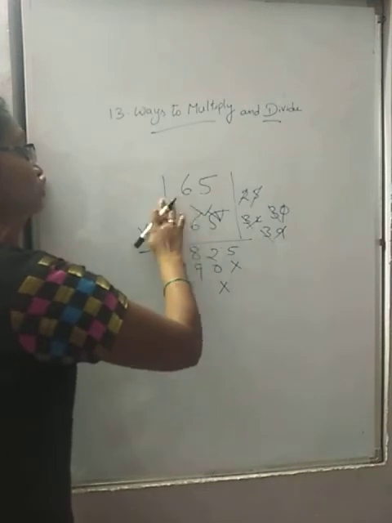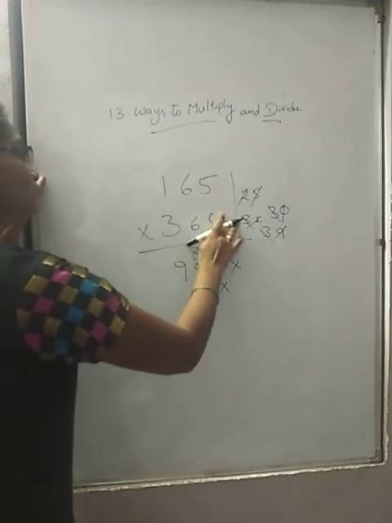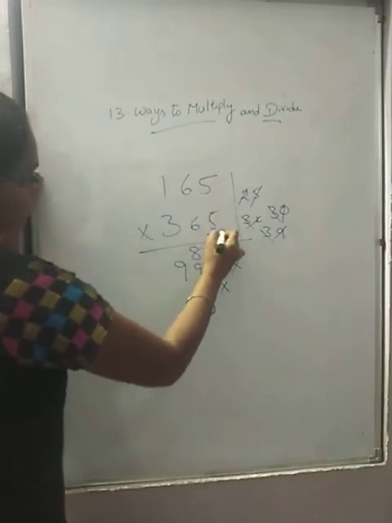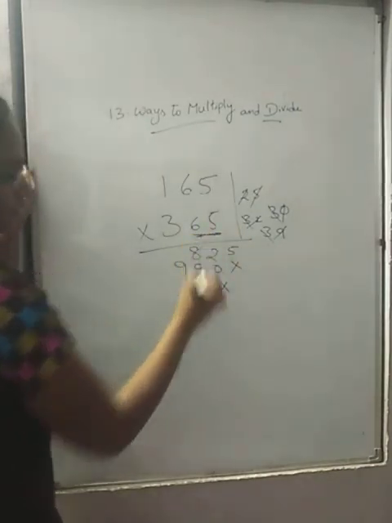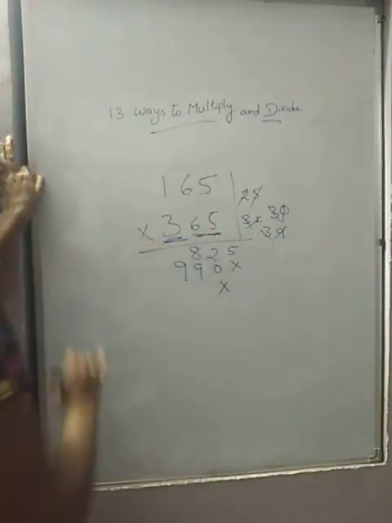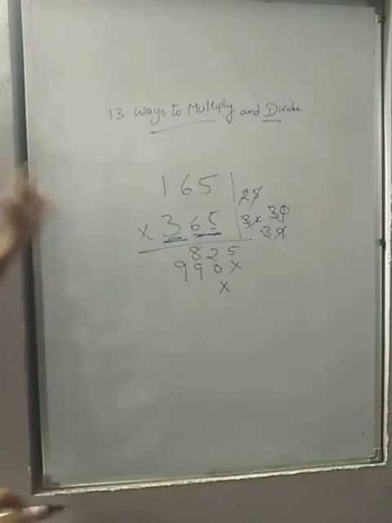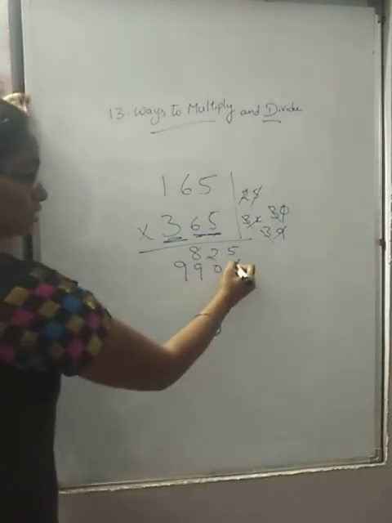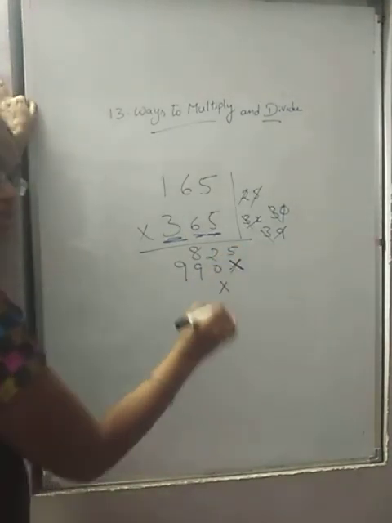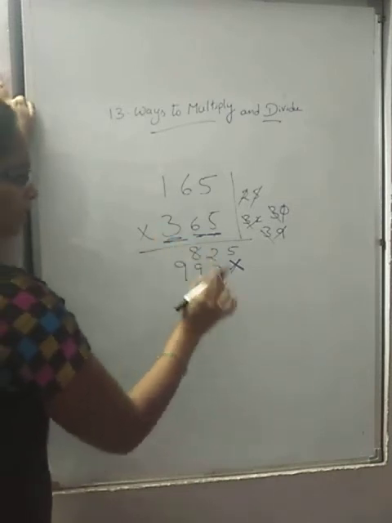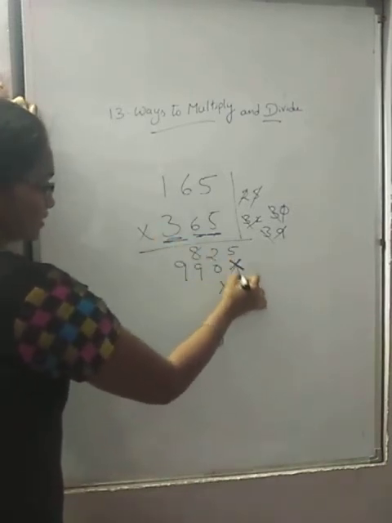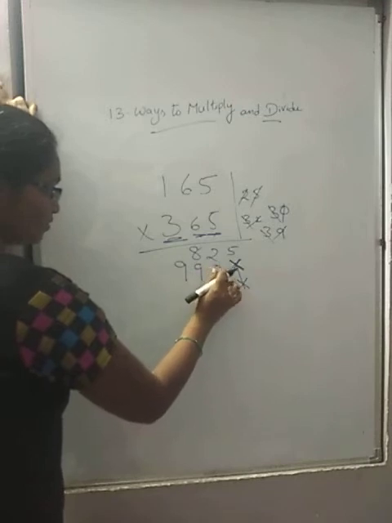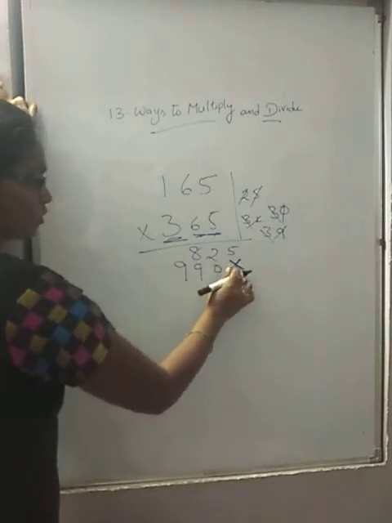Next time we should do this with 3. First we did with 5. Next we did with 6. Next we should do with 3, the third digit. First I said we should keep a 0 here. Now in two places, this ones place and this tens place, we should keep the carry.